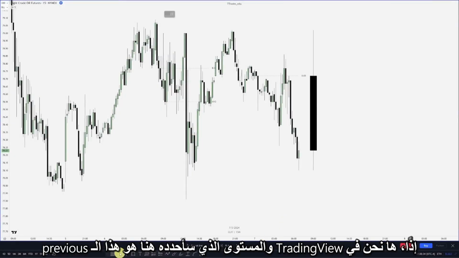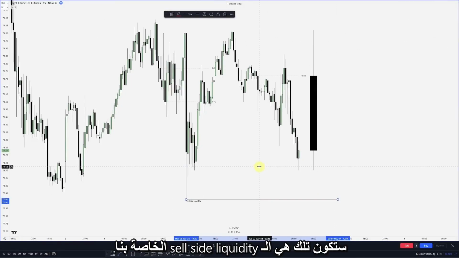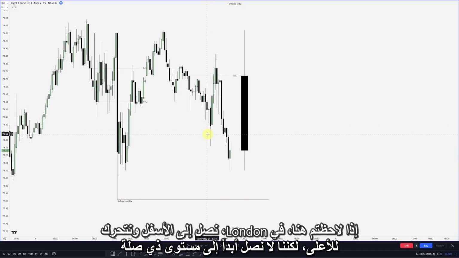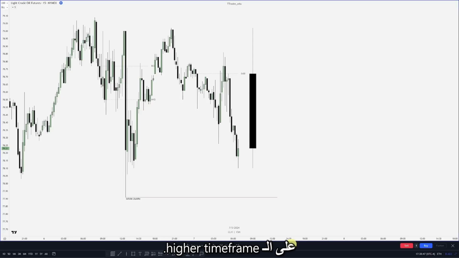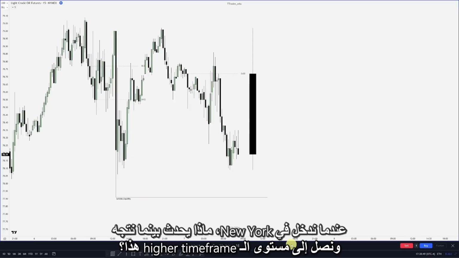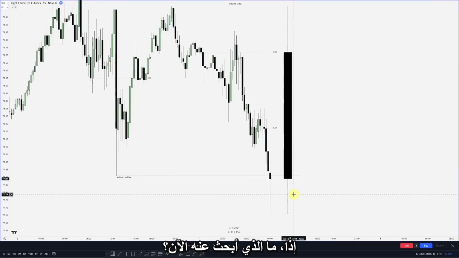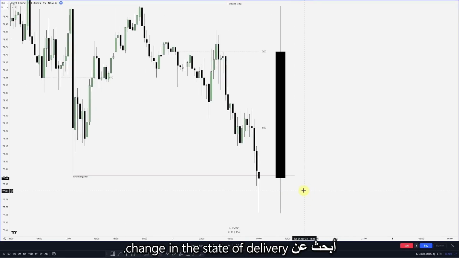So here we are in TradingView, and the level I'm going to mark out here is this previous day low. That will be our sell side liquidity. If you notice here, London, we do reach lower and move higher, but we never reach a relevant higher time frame level. So as we get into New York, what happens? Well, we go and reach this higher time frame level. So now what am I looking for? A change in the state of delivery.